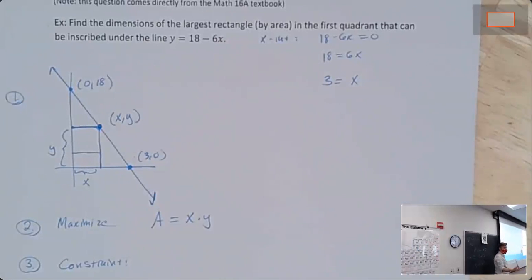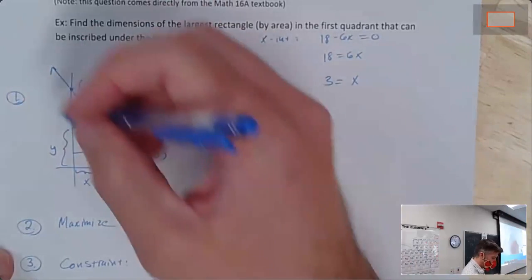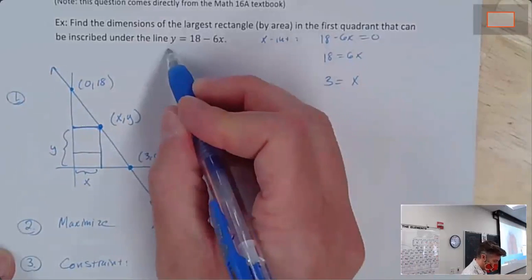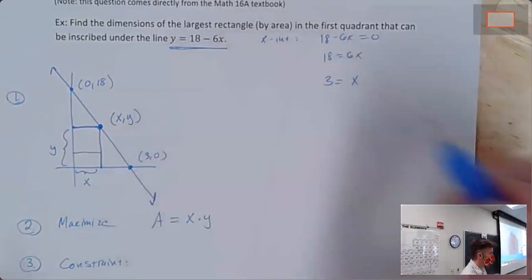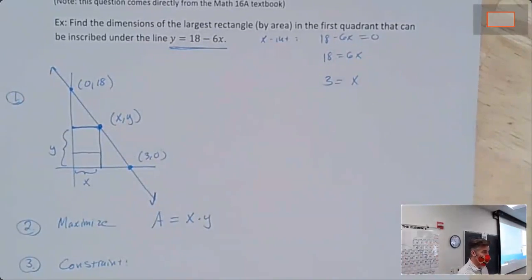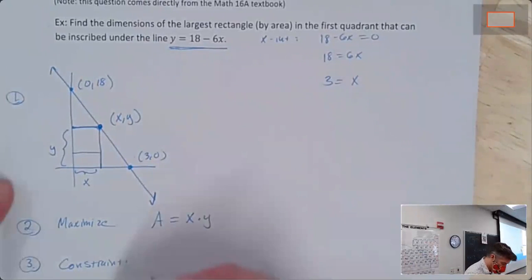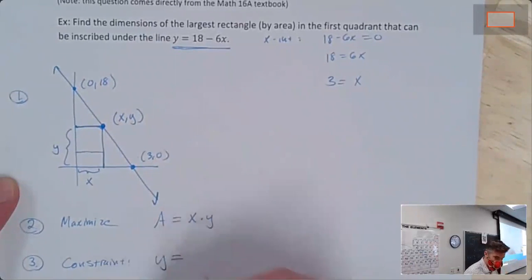Right? That's going to get us the most area. But if that corner lives on that line, we know a relationship between x and y. Because if you're on this line, well, that line we know the equation of. So that line equation is actually our constraint. We are constrained by the fact that y has to equal 18 minus 6x.